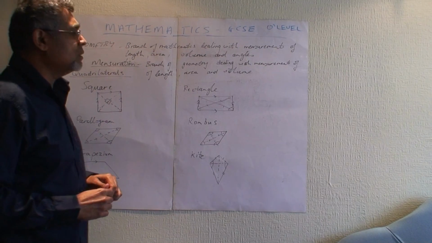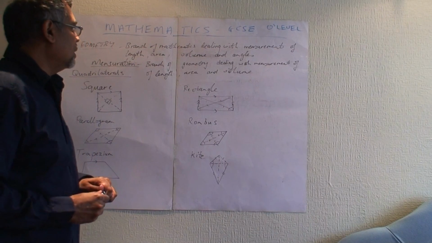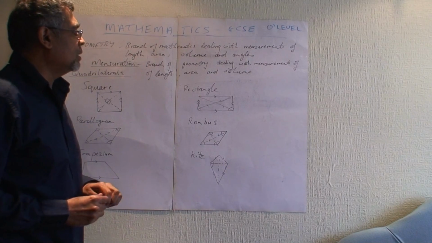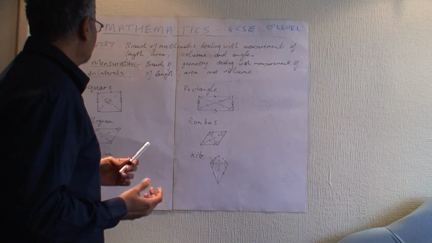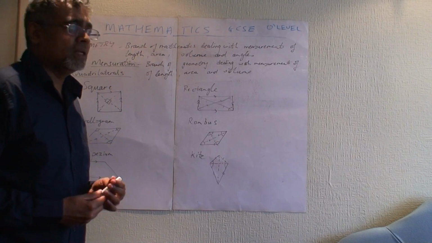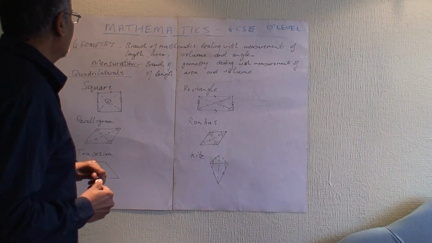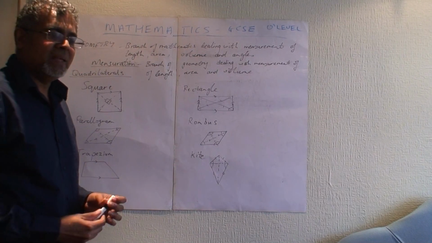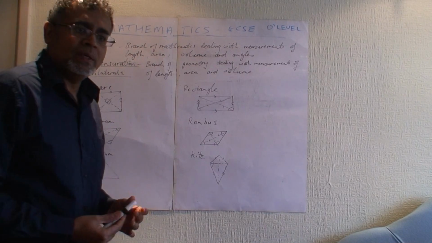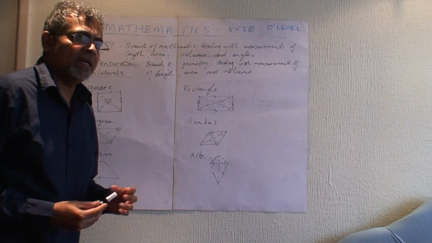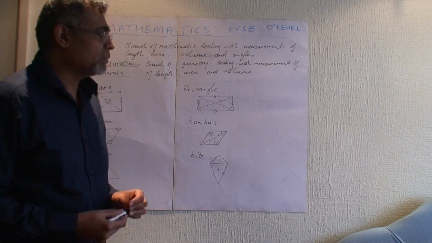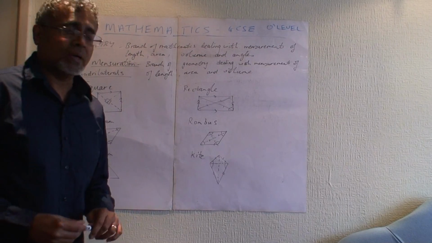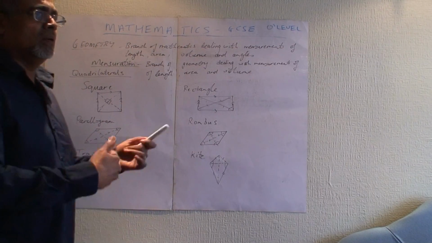Before we can go on, we need to cover the basics of shapes that you're going to come across in geometry. We'll deal with quadrilaterals, which means any shape that has four sides. I have a list of shapes here on the board. They all have four sides, so they're all known as quadrilaterals.